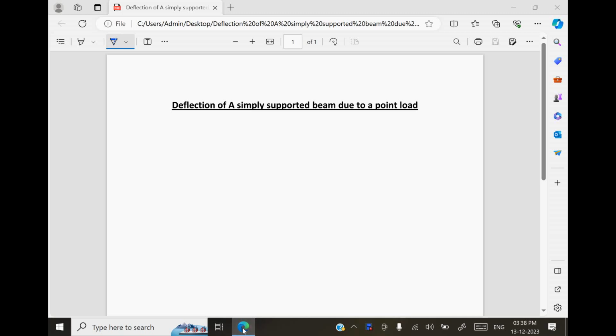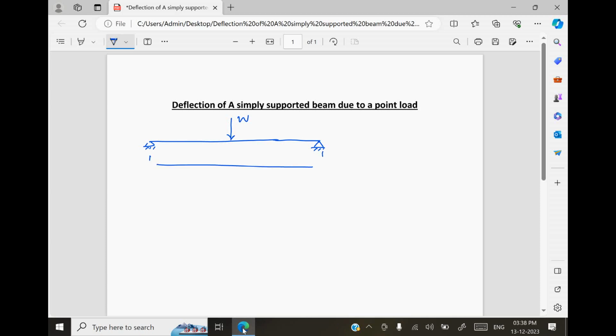So first let me draw the beam itself. Let the beam be a little bit long. There is a support here, there is a support here, and here there is a load exactly in the middle. Let this length be L. Then this length will become L by 2. Let me call this one A, this one B, and this point C.